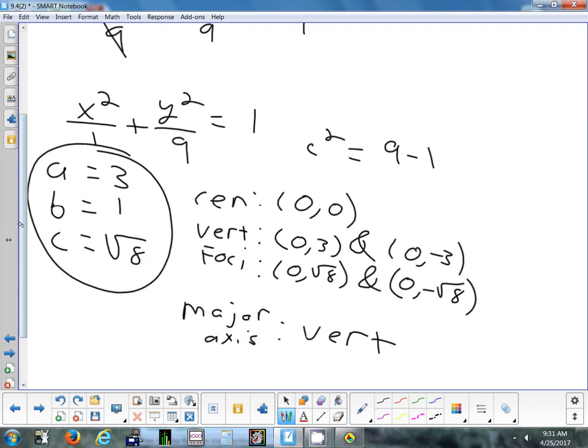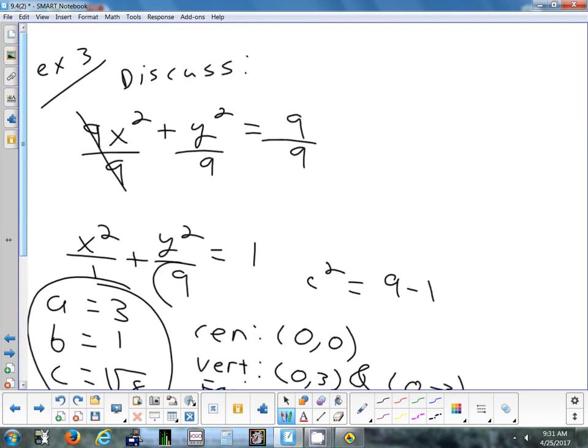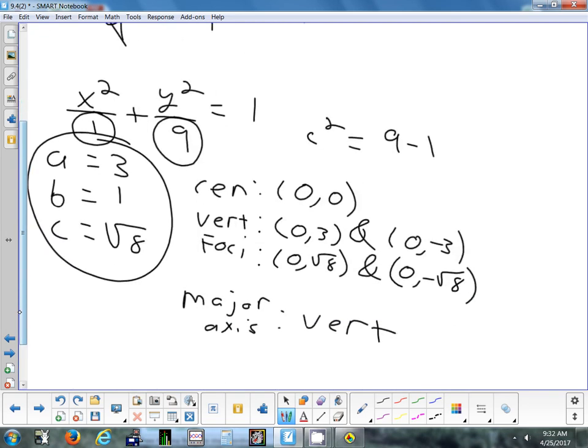Okay. So that's everything you have to describe when you discuss an ellipse. Why is A 3? A is 3 because it's always the square root of the bigger number. Yep. And B is always the square root of the smaller number. But it's the same here, because the square root of 1 is 1. Okay, other questions on that one? All right.